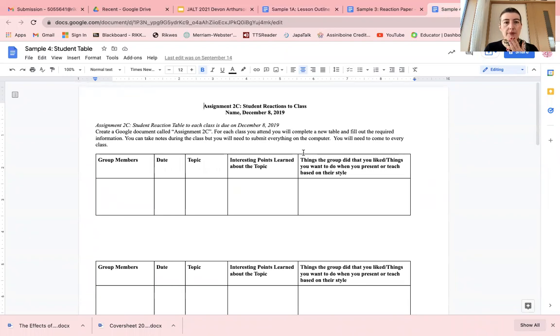So if they were not being peer taught, they would write down information about who taught them, the date, the topic, interesting points presented in that lesson. And then I also want them to see what they liked about the group that was peer teaching, and maybe they would use similar techniques if they had not yet peer taught in their future lesson, or in other activities in other classes where they have to present or teach. What would they do based on the style of the peer taught class, any techniques the teachers had used.